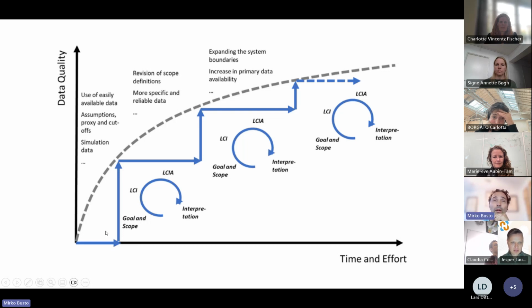So we start normally in a project or in an assessment with low quality data, for example, assumption, proxy, cutoff, simulation data, or some other kind of low quality data. We build the first model with all the 4 phases, so goal and scope, life cycle inventory, life cycle impact assessment, interpretation, and we provide the first assessment and can help us to start identifying the hotspot.